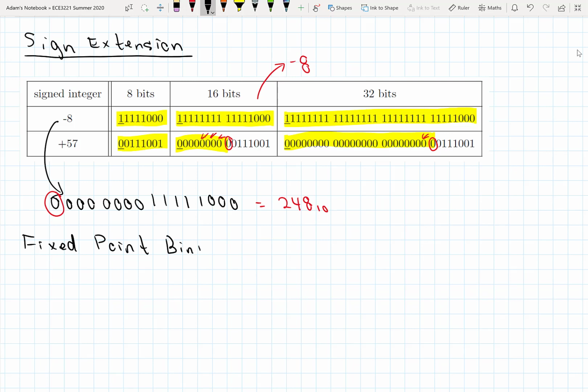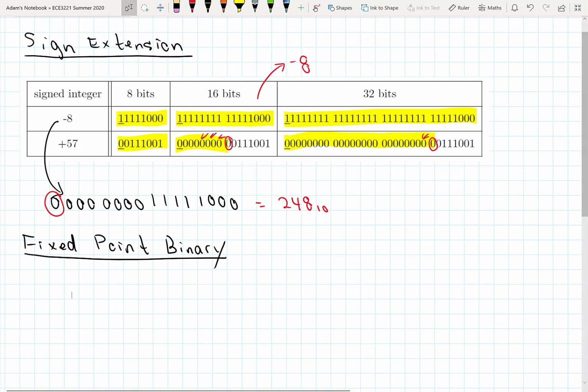Because all of our arithmetic operations on a fixed point binary number still occur in the same way as they would on any binary integer, fixed point binary gives us the capability to represent a decimal point within our binary number. Okay, so I'll give you an example here.